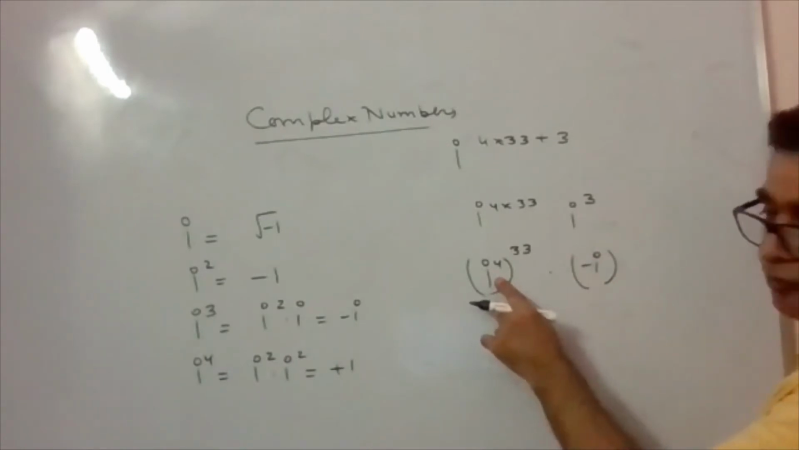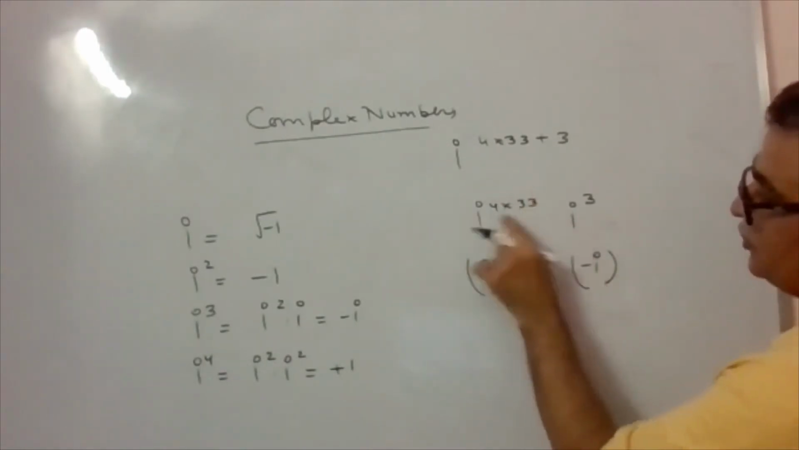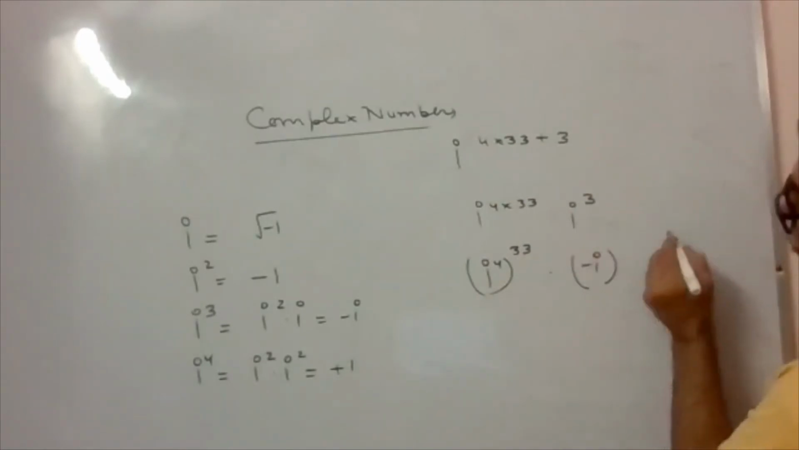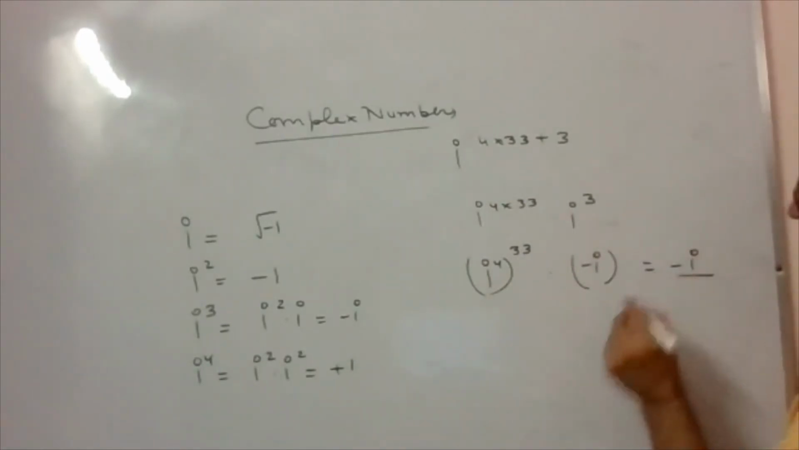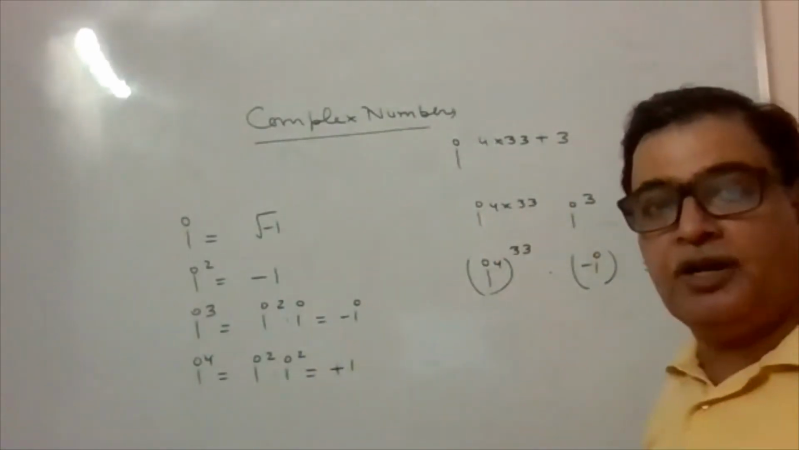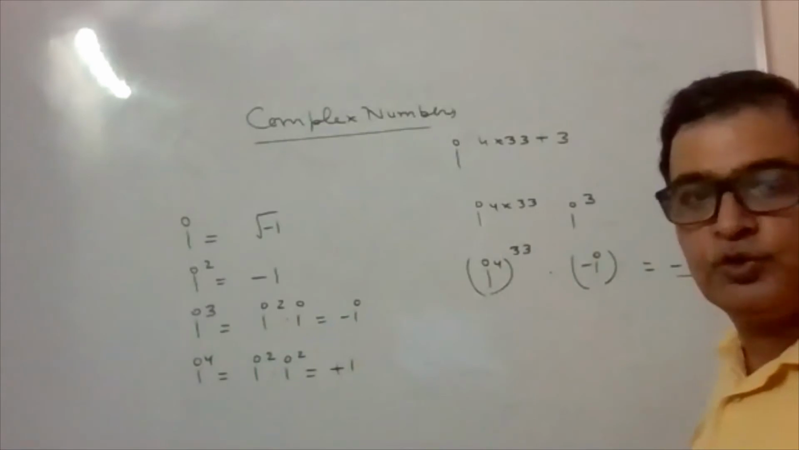Iota 4 is clearly 1, so this power is not going to matter. Every time it will become 1. So left is only iota cube, which will give your answer, minus iota. So whenever you calculate a higher power, whatever multiple of 4 there is, you remove it and just use the remaining power.